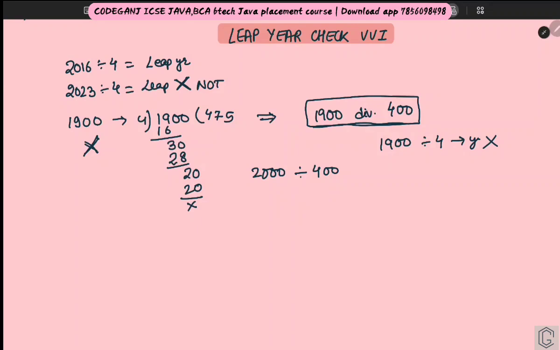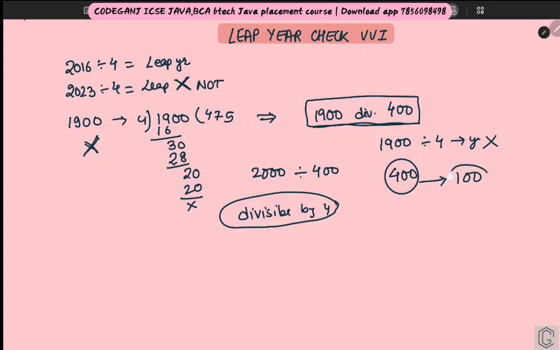Am I clear on this? Great. So you have to first check if it is divisible by 4 or not. If it is not divisible, then it is straight away not a leap year, right? So your most important check is the 400 one. Now suppose this check is not passed, then you can check with 100. Suppose it is divisible by 100, then it is this case, and it will be not a leap year, and then you can check with 4.